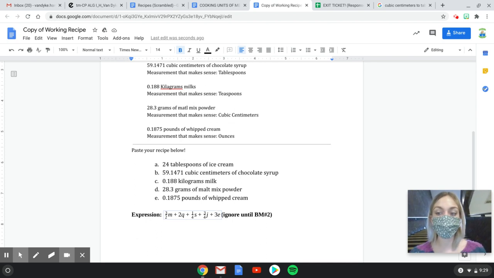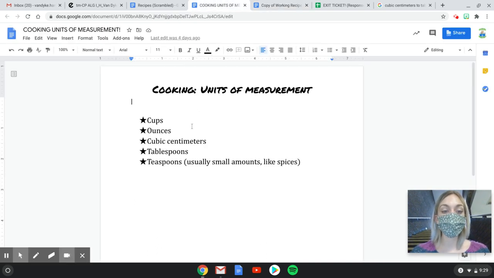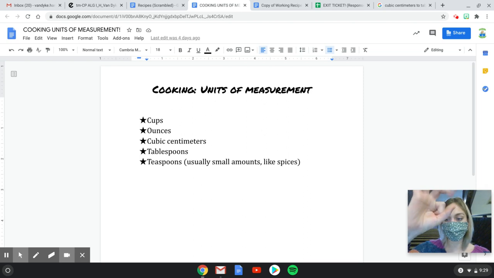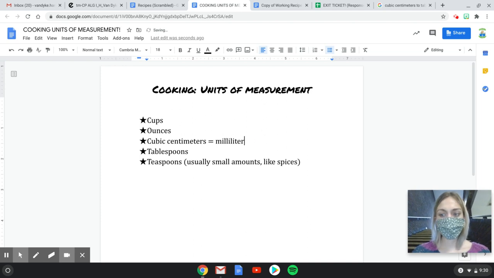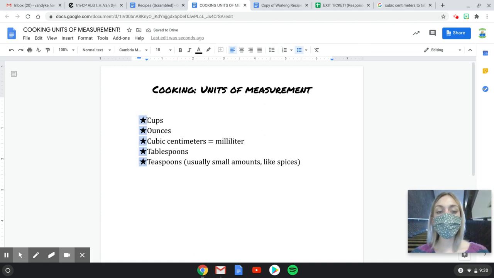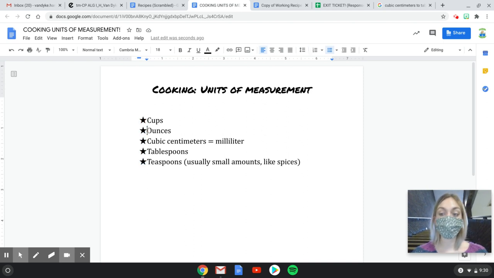Could you measure chocolate syrup in tablespoons? You could, but for our expression, we are not looking for tablespoons. So going to this cooking units of measure, this is what you're going to choose from. We know that tablespoons don't work. If we use teaspoons, that means we're going to need even more teaspoons because a tablespoon's like this big, so a teaspoon's like that big, if you guys can see. So teaspoons doesn't make sense. Cubic centimeters is as big as a milliliter, which is really, really small. So realistically, we're left with cups and we're left with ounces.